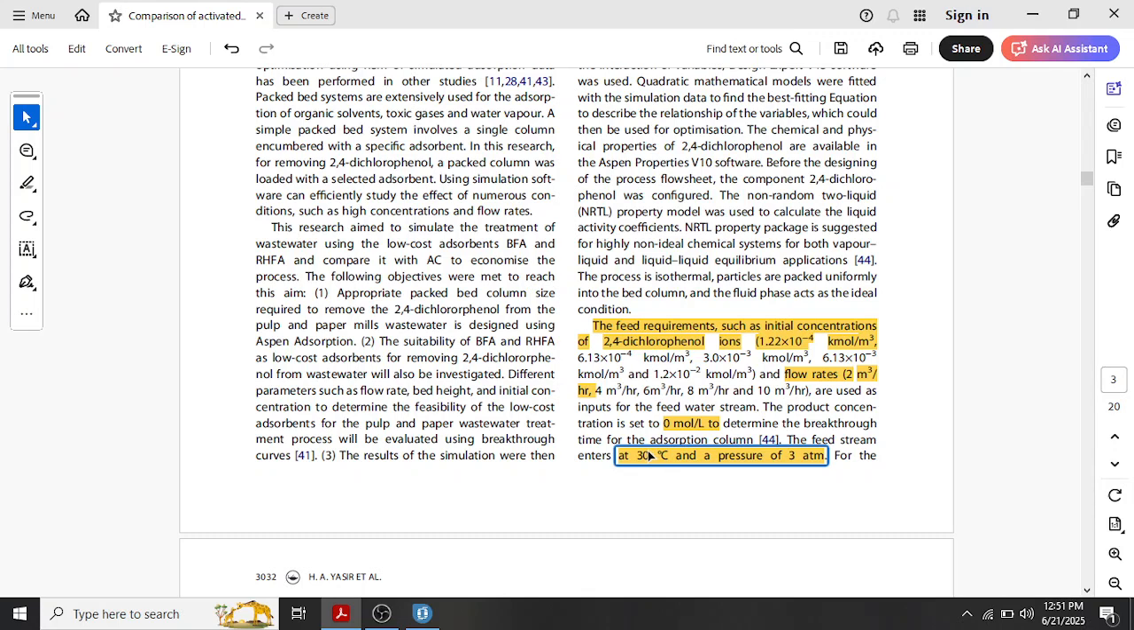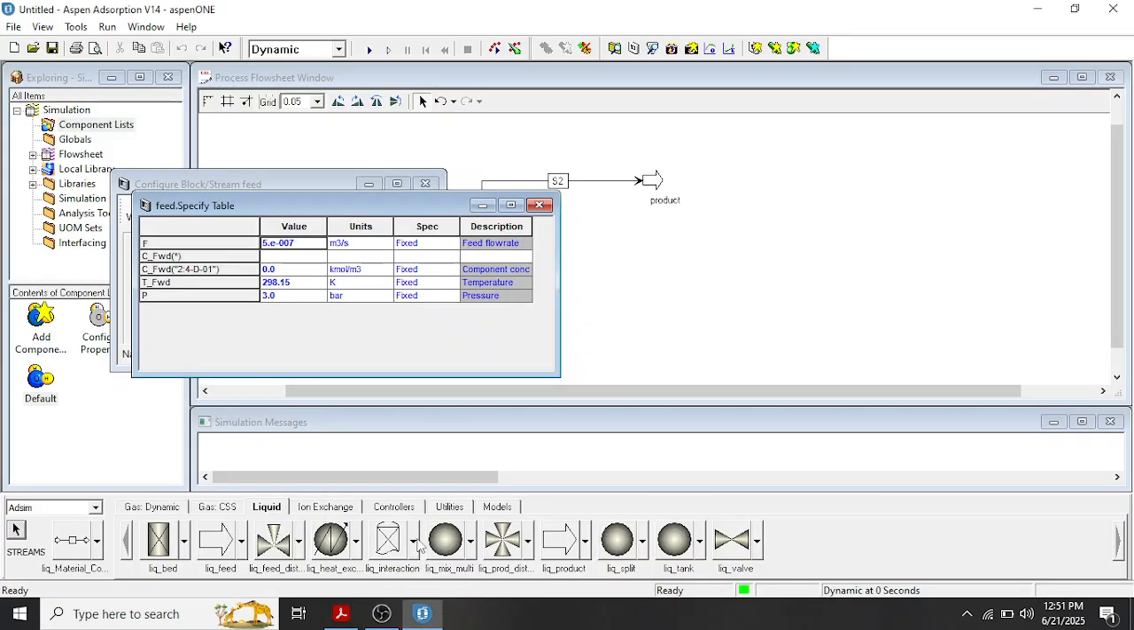But here I'm using the volumetric flow rate of 2 cubic meter per hour. This is the volumetric flow rate of my feed stream, which is coming out from the textile industry and entering the adsorption column: 2 cubic meter per hour. Not seconds, but 2 cubic meter per hour.